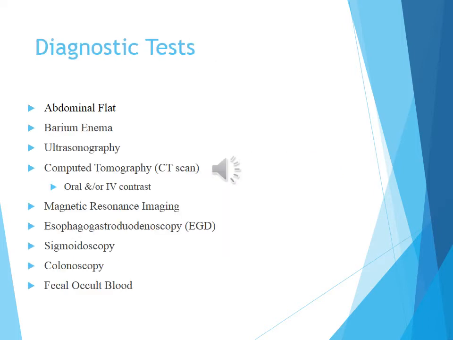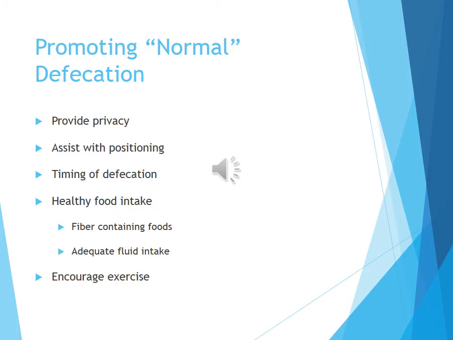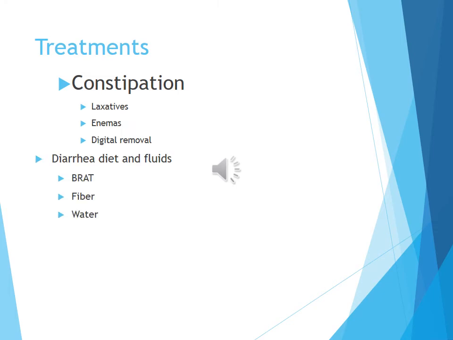Then we'll go on. Here's some tests that you can do: the abdominal flat plate, barium enema, ultrasonography, CT, oral or IV contrast, MRI, EGD, sigmoidoscopy, colonoscopy, and fecal occult blood testing. When you want to promote normal defecation, you want to provide privacy, assist with positioning, the timing of the defecation, healthy food intake, fiber-containing foods, adequate fluid intake, and then encourage exercise. Treatments for constipation, we do laxatives, enemas, and sometimes you even have to do digital stimulation, or digital removal.